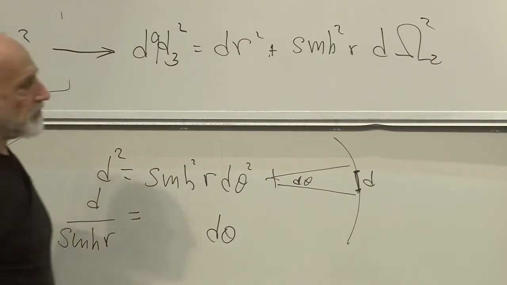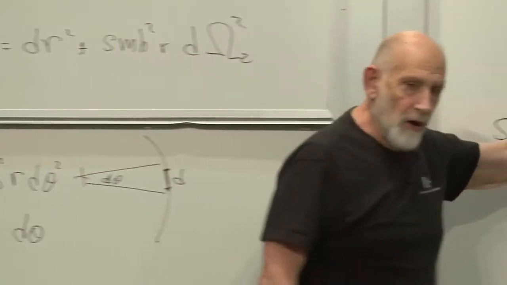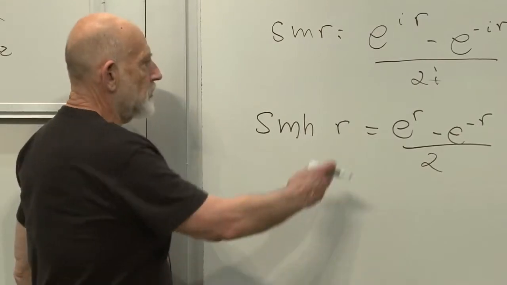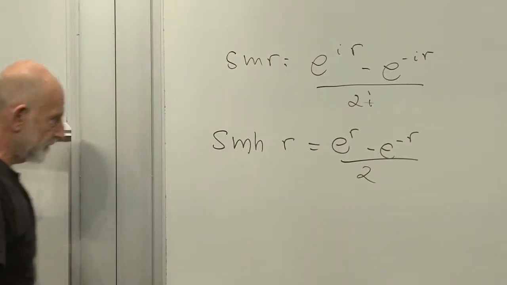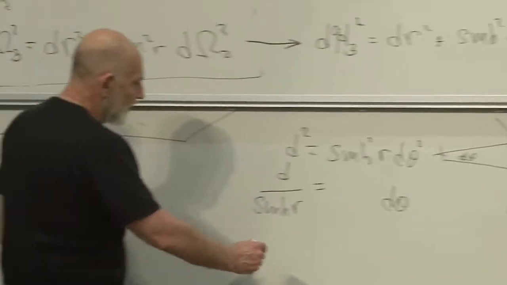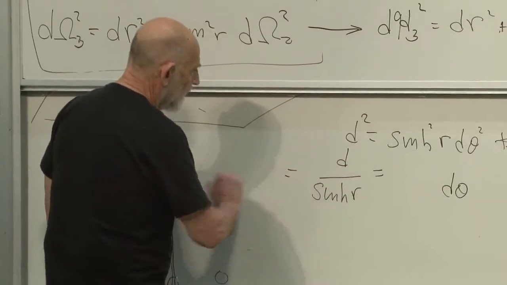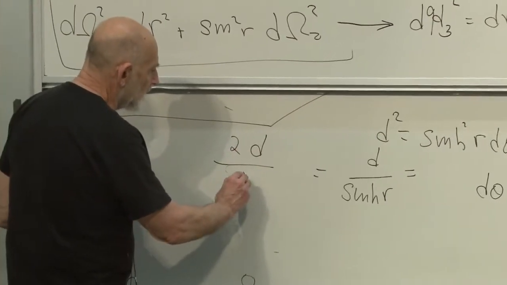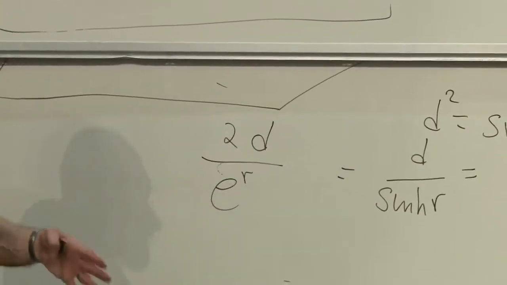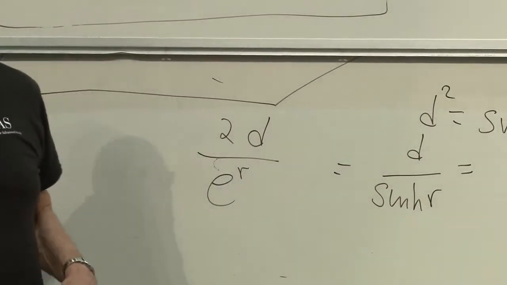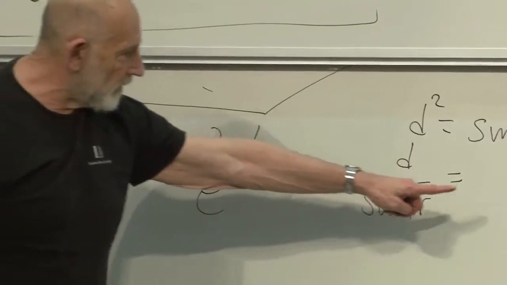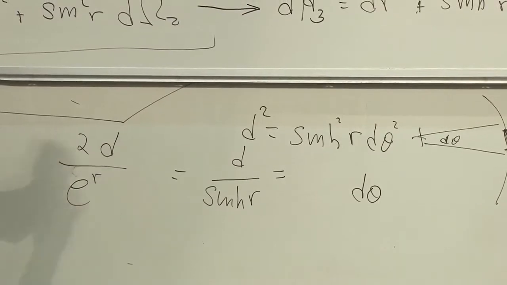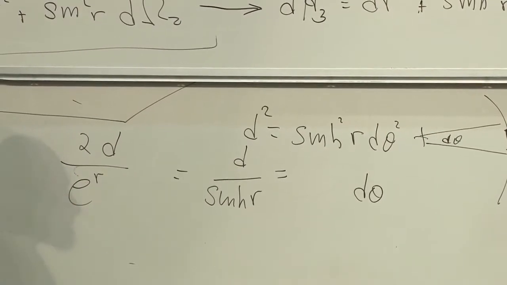Okay, now let's plug in what sinh of r is. For large r, when you look far away, it's just e to the r divided by 2. So if you plug that in, you find that d theta is approximately equal to d times 2 over e to the r. Now, e to the r grows very quickly as you go away. So what happens to this angle associated with a galaxy of size d as you go further and further away? It shrinks really fast.